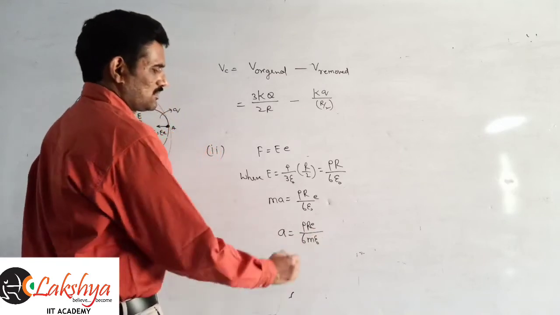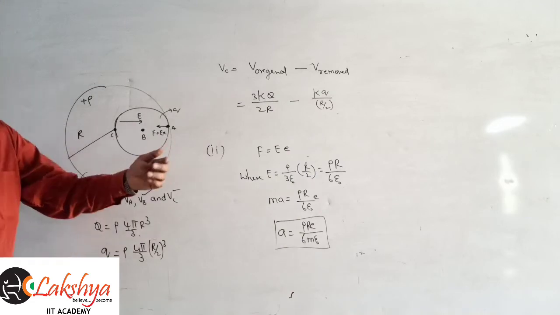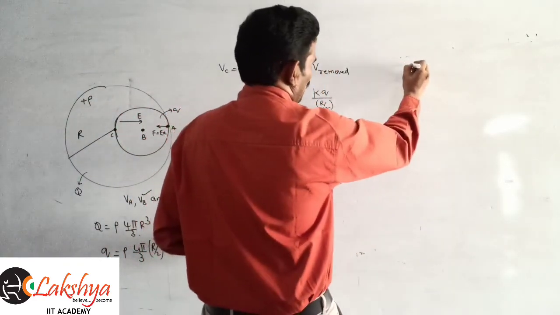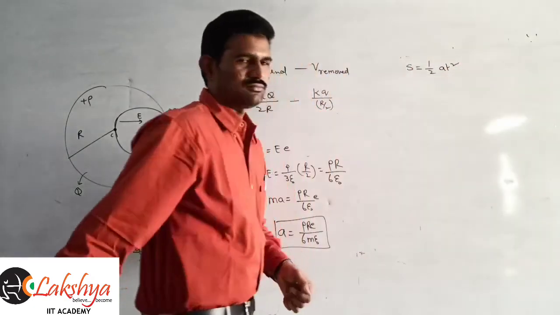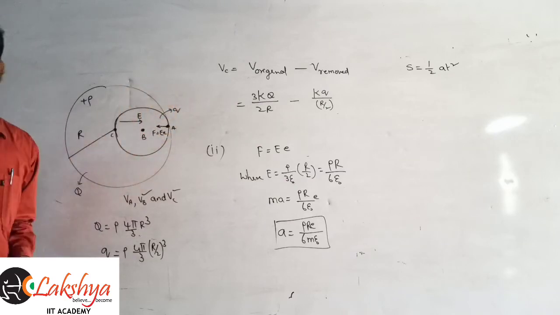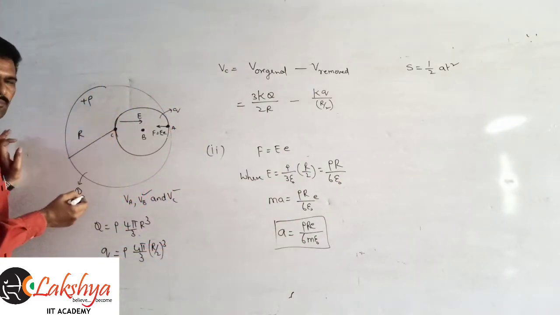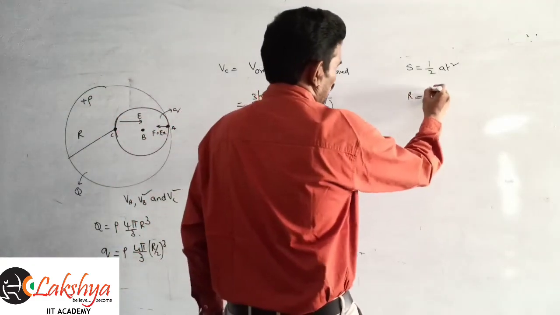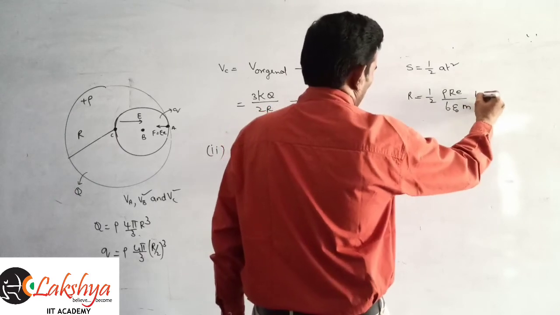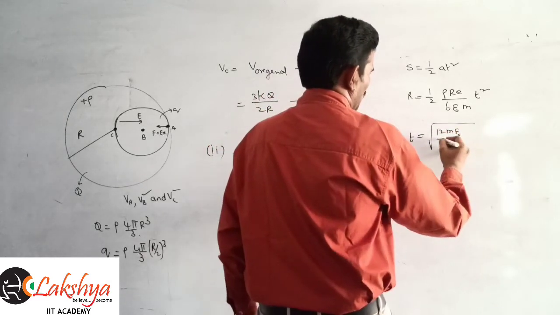Now we can observe that this acceleration is a constant value. As the field is uniform, you can conclude that the acceleration is constant. Now we can use s is equal to half a t square, because the particle is moving with uniform acceleration and the initial velocity is 0. We are releasing from rest, so the initial velocity is 0. Now it has to travel from here to here, where it will strike exactly the opposite point, which is nothing but C. So it has to travel a distance of R. So R is equal to half into a, which is rho r e by 6 epsilon naught m, into t square. Therefore, the t value we can write as the square root of 12 m epsilon naught by rho e. So that is the time taken.